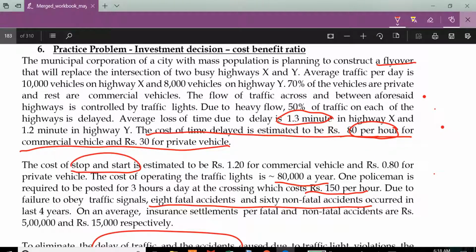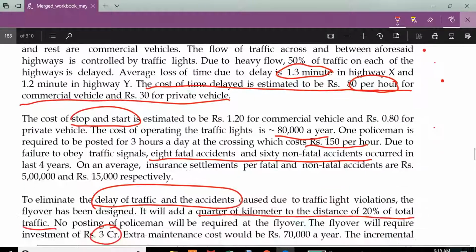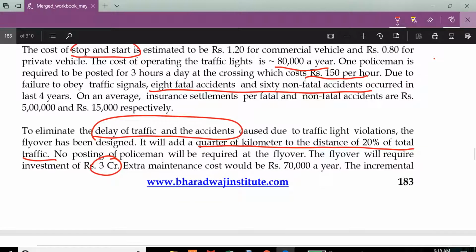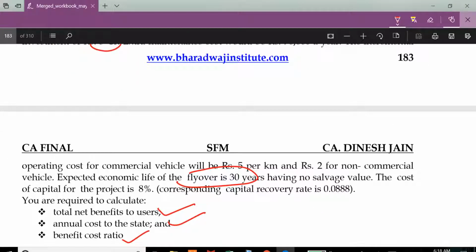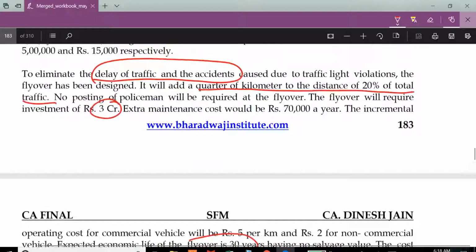But from a user point of view, these 3 benefits are there, but he also has to pay something extra now. There is nothing for using the flyover, but distance increases. They are saying distance will add by quarter of a kilometer to the 20% of the total traffic, and if distance increases, these guys have to pay 5 rupees per kilometer, and 2 rupees for non-commercial vehicle. So there is going to be an extra cost of 5 rupees per kilometer and 2 rupees.